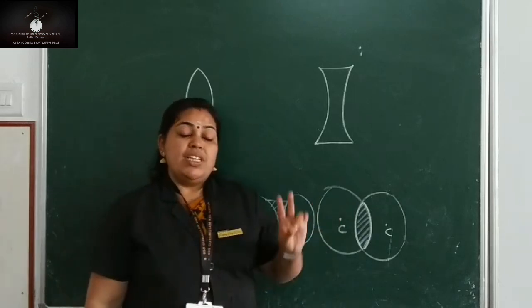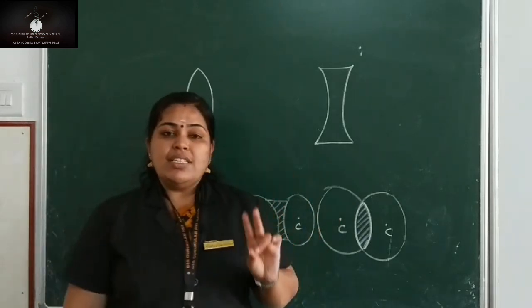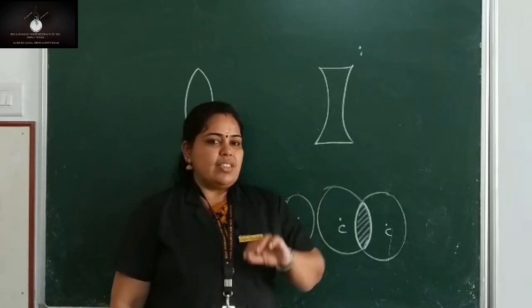That is the first point. Center of curvature is the center of the sphere of which the lens is a part.